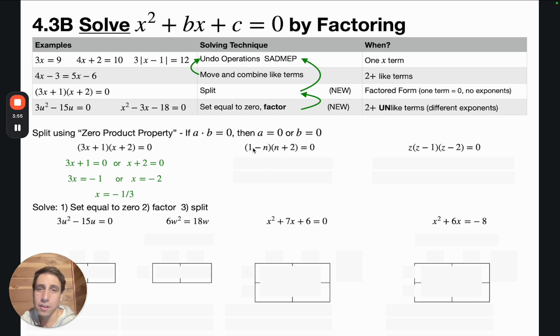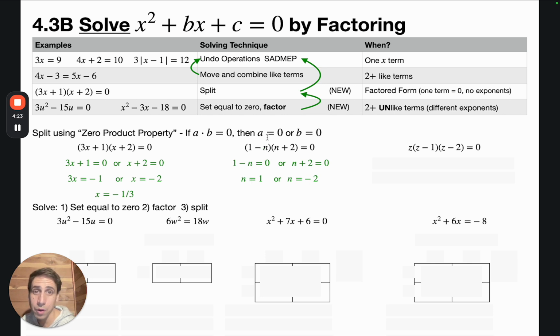Over here, this is in factored form. We've got a binomial, as we learned from last video. That's two terms. This binomial times this binomial is equal to 0. Great, that's factored form, which you're allowed to split into two different equations. And then we can solve these two equations by undoing, actually I added n here, and I subtracted 2 here, to get the two answers of 1 or negative 2.